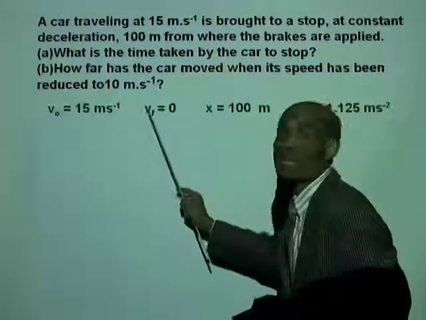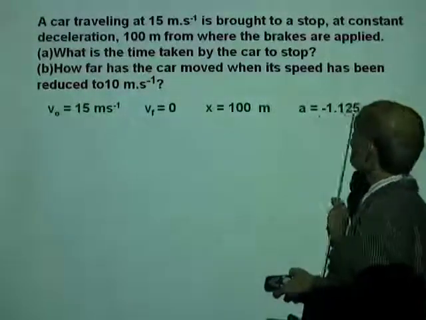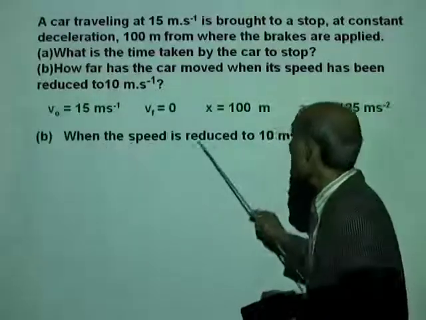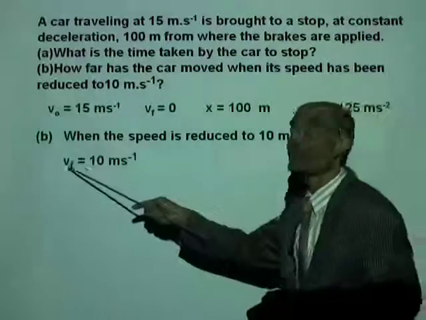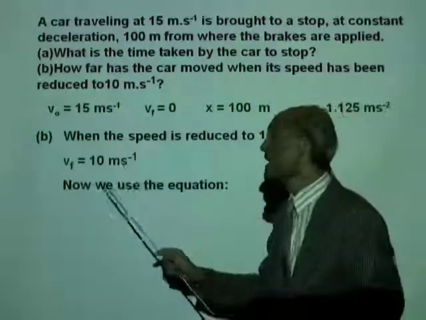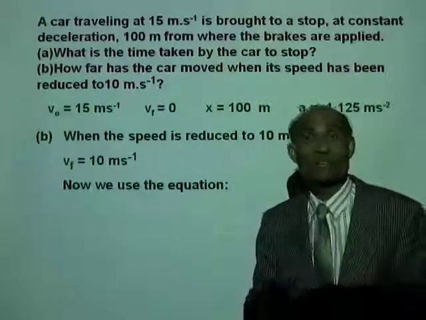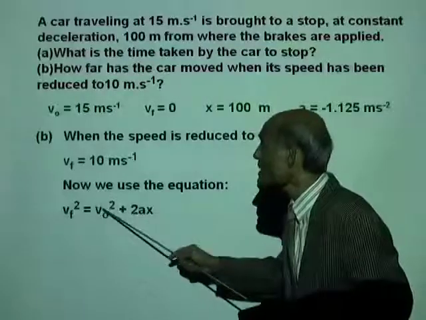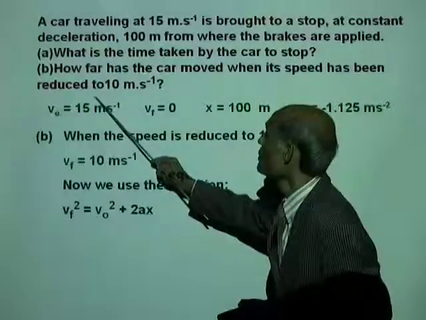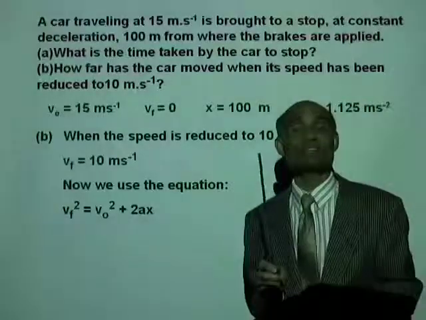Alright, so for that part, V0 is 15 meters per second. Now, this 10 is not what we need as initial velocity. We need Vf equal to 10 meters per second. This is the acceleration. We need to find our x. When the speed is reduced to 10 meters per second, we have Vf equal to 10 meters per second. And now we use the equation. Which equation? We are looking for x. Yes. Vf squared equal to V0 squared plus 2ax. Vf you know, V0 you know, acceleration we know, and therefore you can find your x.